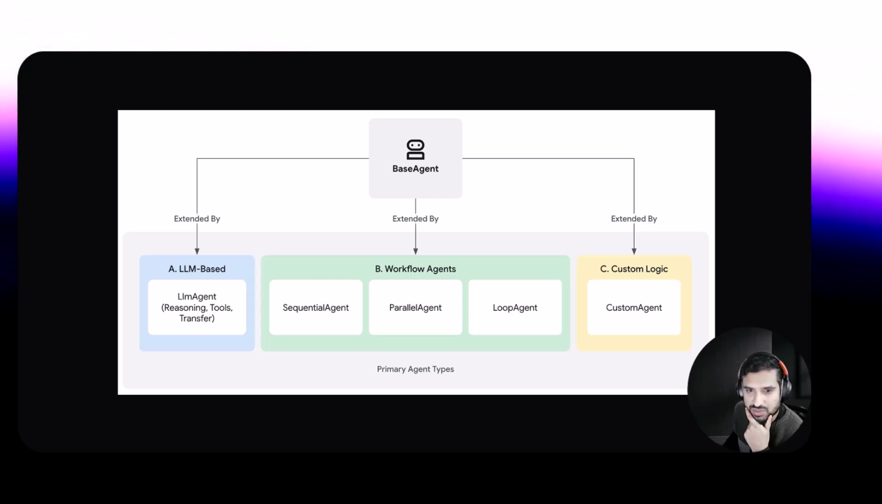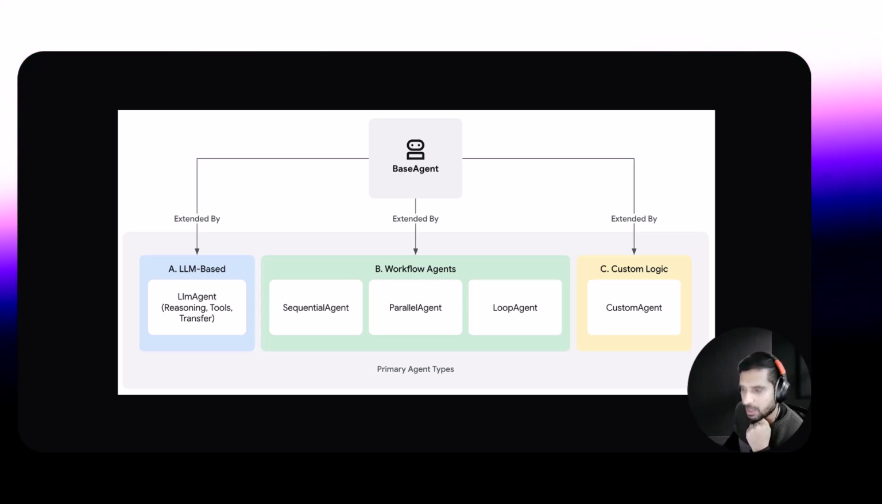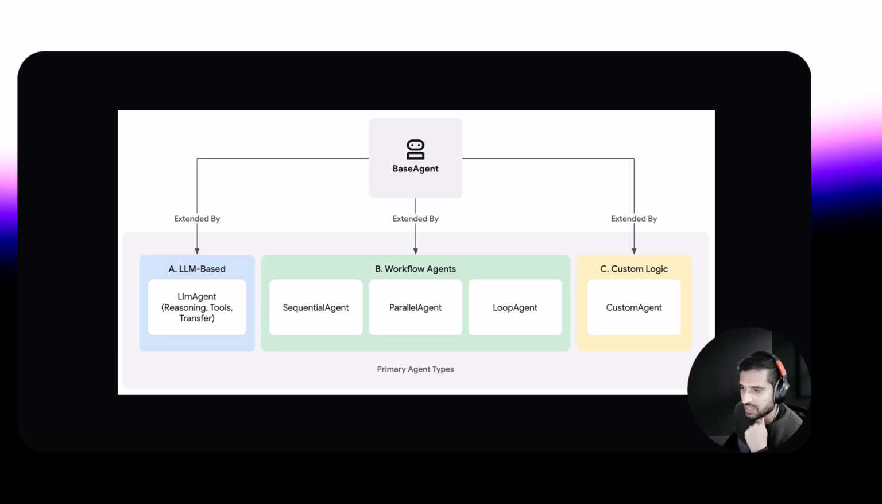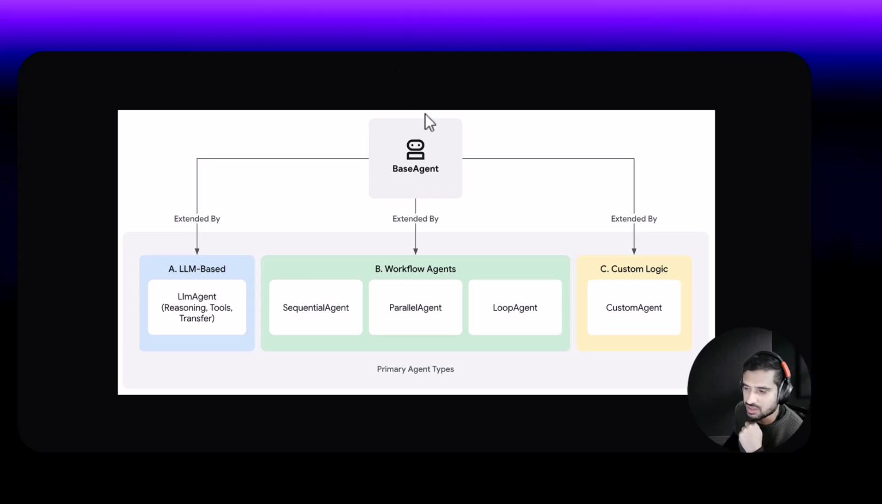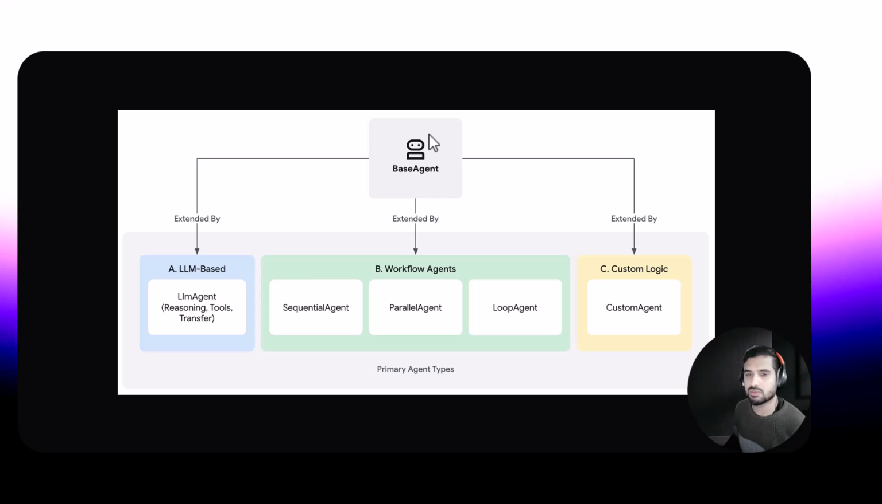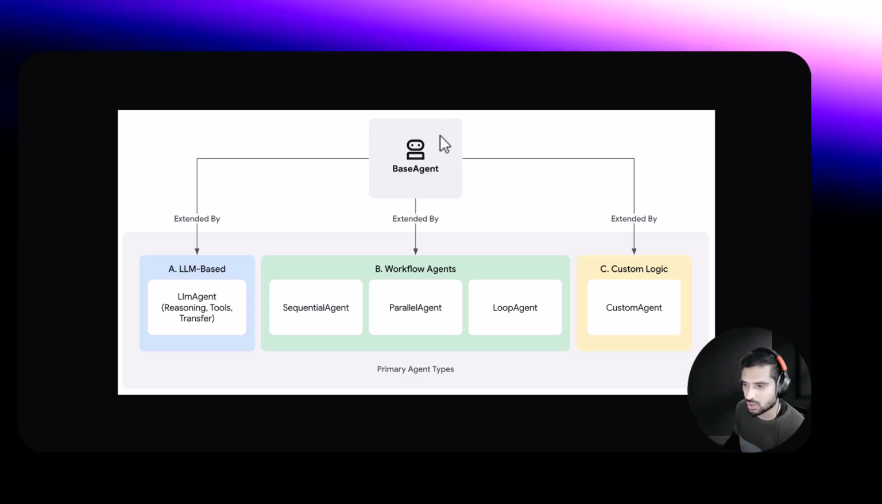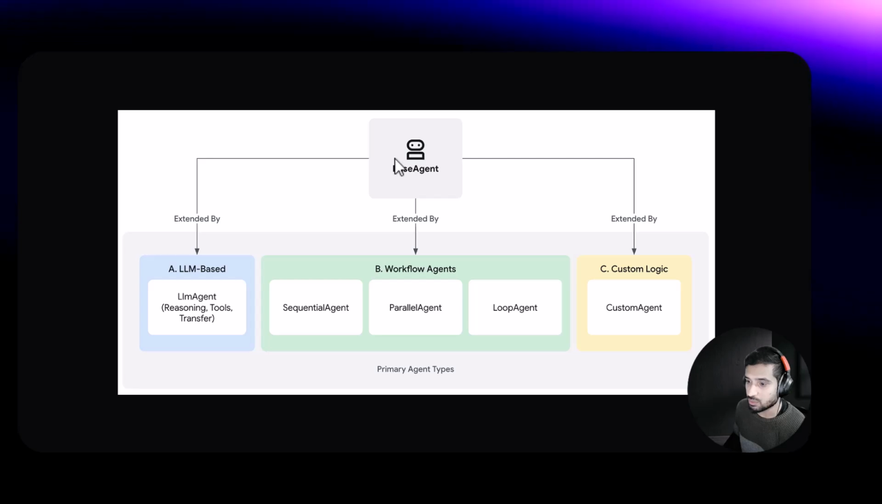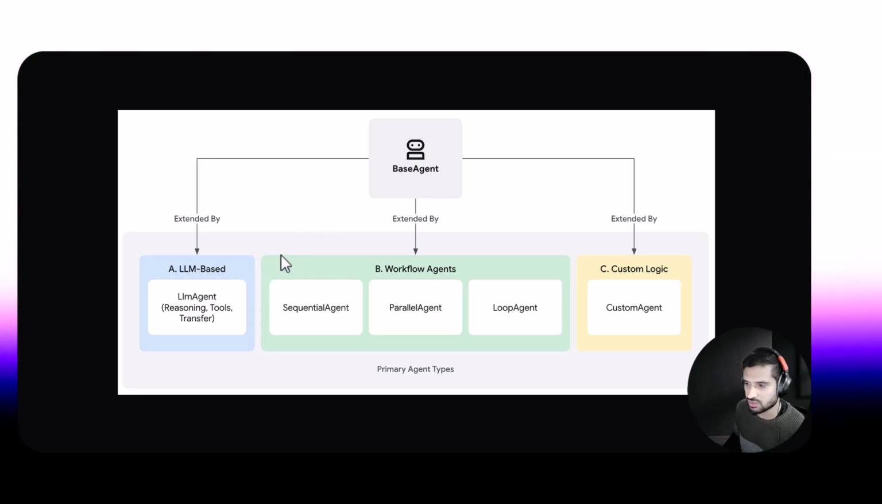We've got the base agent. This is your primary tool for incorporating intelligence. As the diagram shows, this agent is responsible for reasoning, using tools, and transferring complex information. Then we have the workflow agents.